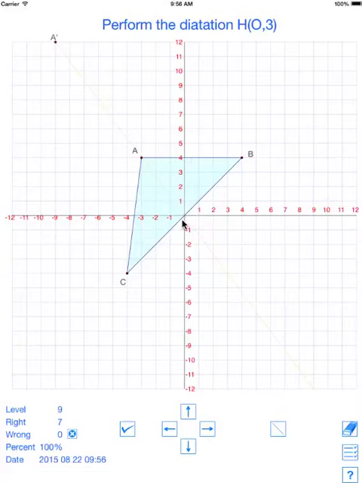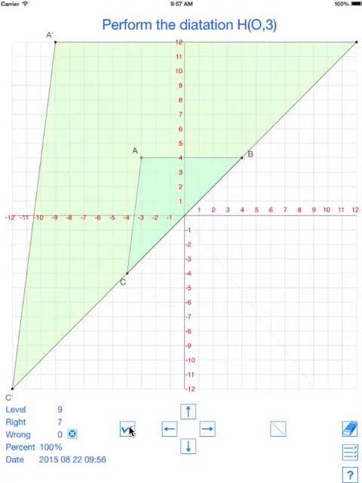The b, which is at 4, 4. 4 times 3 is 12, so we're going to be at 12, 12. And the c, -4, -4. -4 times 3 is -12, so -12, -12. Like that. And then click the check button to check to see if you're right.